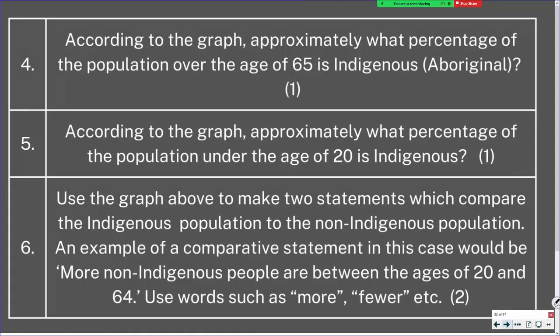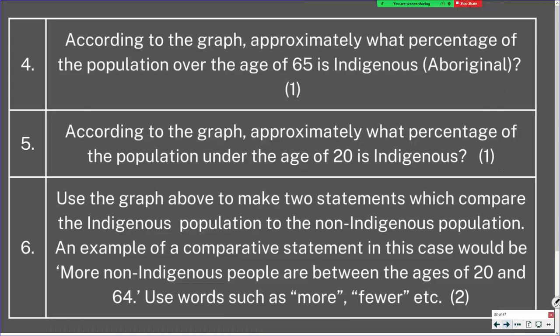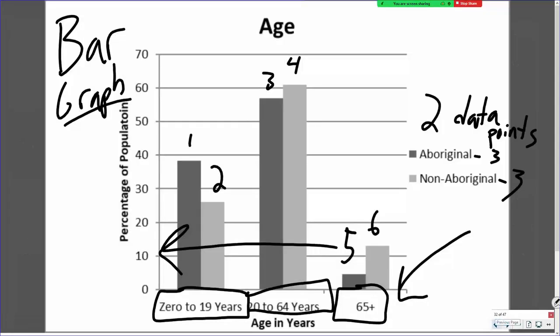And so according to this graph, approximately what percentage of the population over the age of 65 is Indigenous? So if we go back to that, over 65 is going to be that category. And then we just got to follow it along and look at our axis on the left-hand side. That's where we find the percentages. According to the graph, approximately what percentage of the population under the age of 20 is Indigenous? So under 20, that's going to be this category right here. Again, just find the corresponding category.